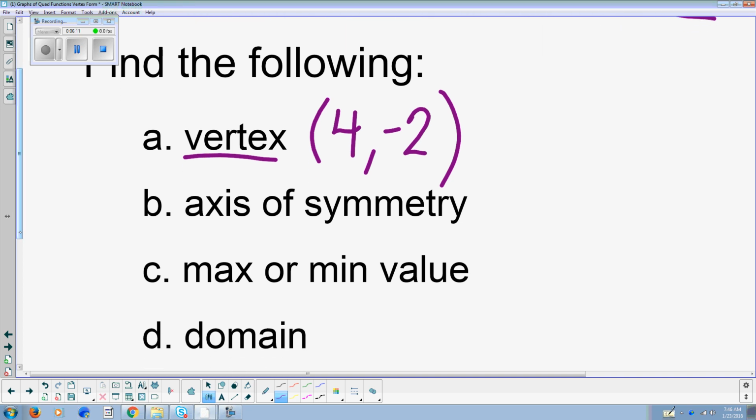The axis of symmetry, as I mentioned before, is always going to be the x-coordinate of the vertex. There's a formula for it, but that's when we are in standard form. So for this part, all we have to do is identify the x-coordinate as 4. So the axis of symmetry is x equals 4.